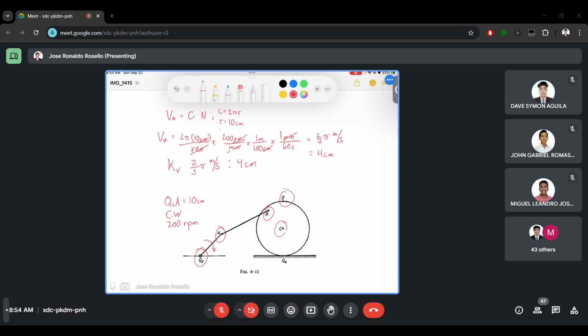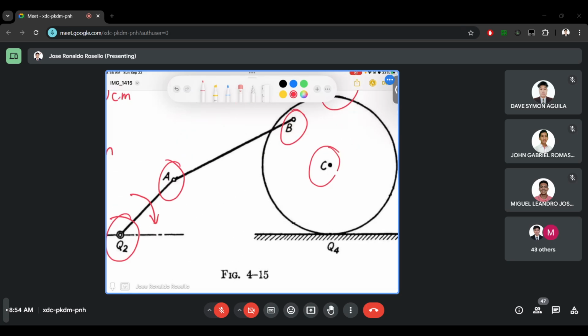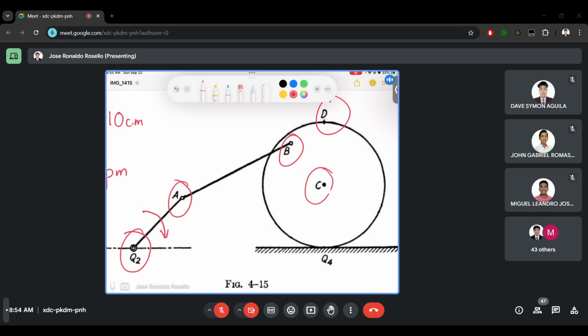And we have the velocity scale. We can now draw the vector of velocity A. Let's find the direction. Velocity A is perpendicular, or with right angle, to its link because it is on a pivot.